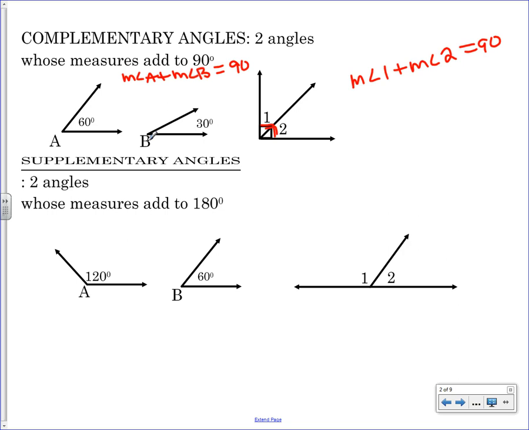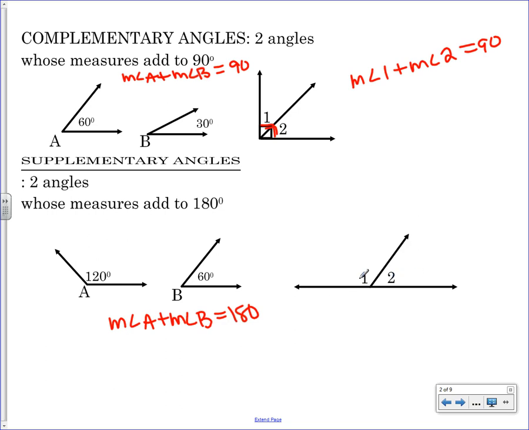Okay? And then supplementary are two angles whose measures add up to 180. Again, but this time instead of 90, it's 180 because it's supplementary. What's 120 plus 60? 180. So measure angle A plus measure angle B equals 180. And again, I have an equal sign with a number, so I need m's.